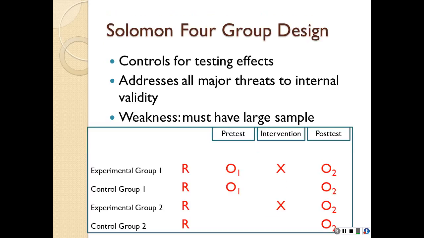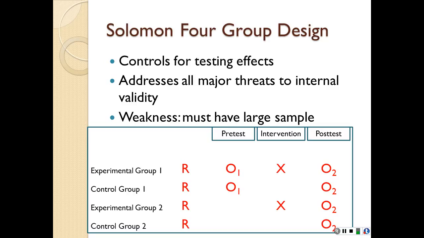So, the Solomon group design allows us, if we're concerned, sorry, back up. When I said the post-test only control group design, we might do that because we're afraid that the pre-test might influence the post-test. But then we're also concerned about the randomization. The Solomon 4-group design allows us to control for all of that.